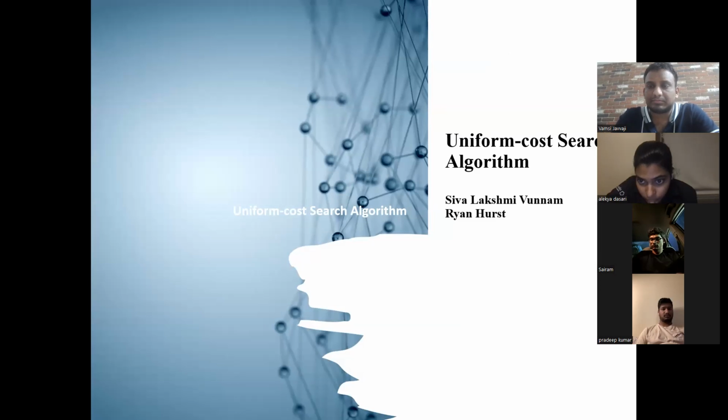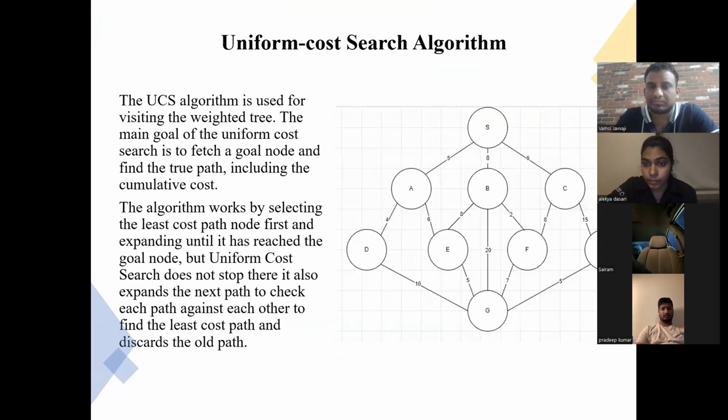Hey, hi, this is Shivalaxmi Vannam. Myself, I did the uniform cost search algorithm. First, what is the uniform cost search algorithm? It traverses a weighted tree or graph. It comes into play when a different cost is available for each edge. The goal of UCS is to find a path to the goal node which has the lowest cumulative cost.